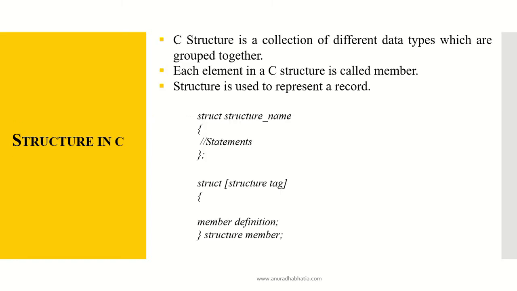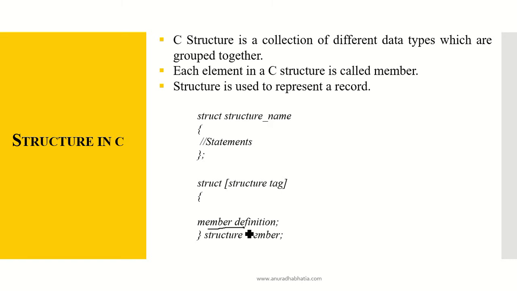Now, a C structure is a collection of different data types which are grouped together, as we told. So here will be the data types which will be put, and each element in a C structure is called a member. So this, as it is written over here, is a member definition. And the most important thing: structure is used to represent a record.